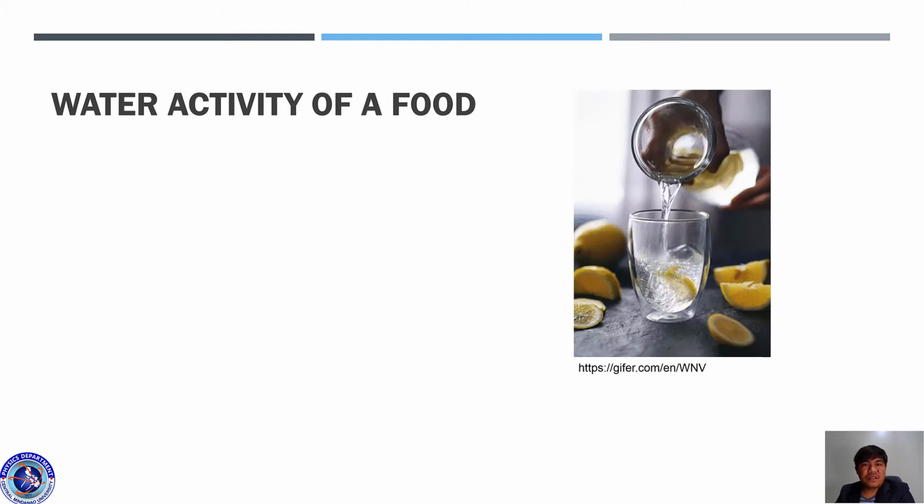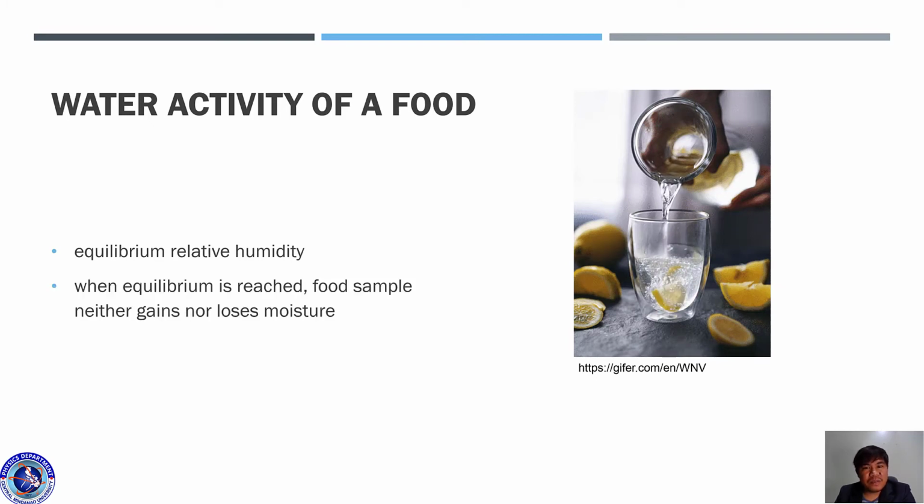The water activity of a food can be thought of as the equilibrium relative humidity of the food material. When a food sample comes into equilibrium with the atmosphere surrounding it, the water activity in the food sample becomes equal to the relative humidity of the atmosphere surrounding it. Once this equilibrium is reached, the food sample neither gains nor loses moisture over time. So that means the water activity of that food is constant and it will never change through time.